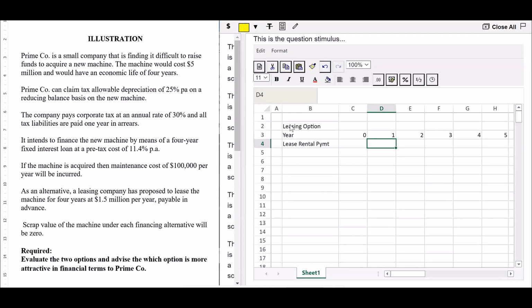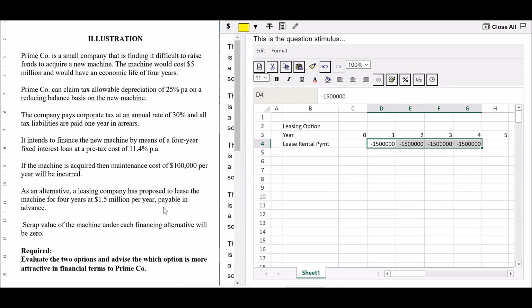How much is the lease rental payment? From the question, you can see it to be 1.5 million for 4 years, at 1.5 million per year.